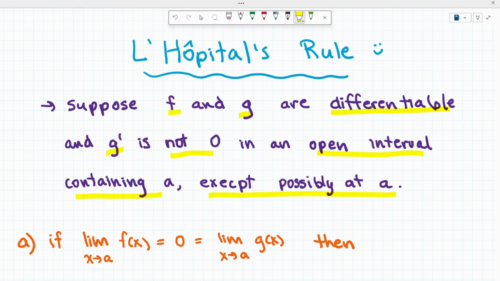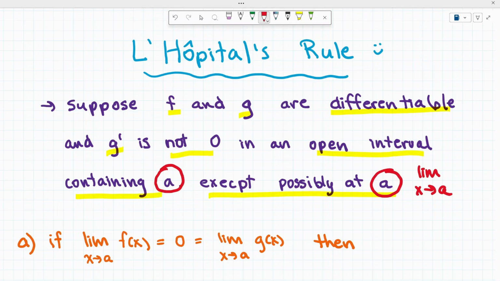Essentially, if we translate from math language to regular language, we have two functions, f and g, where we can find the derivative. And we are also supposing that the derivative of g is not equal to 0 on this open interval that we're considering. We're considering an interval around a, and a is where we're looking at our limit, let's say as x approaches a. So on this open interval around a, our g prime is not going to be equal to 0.